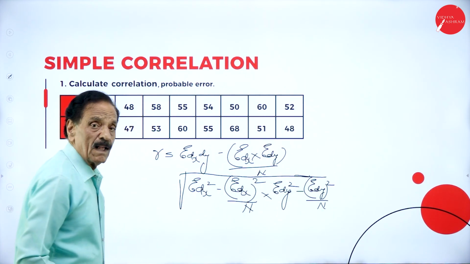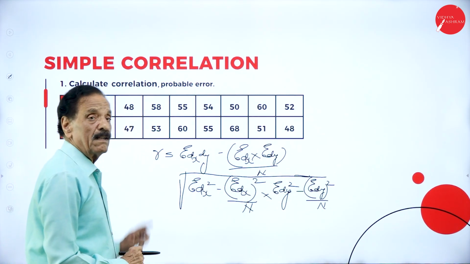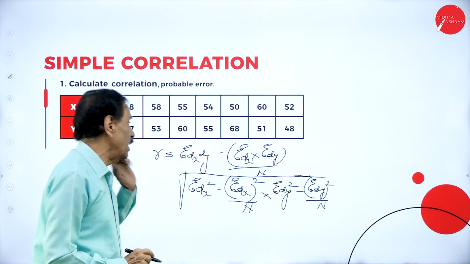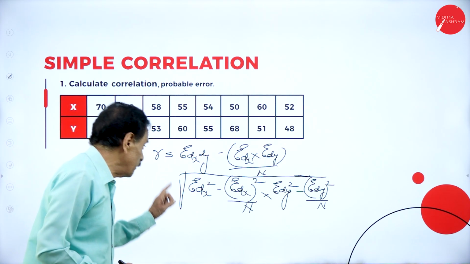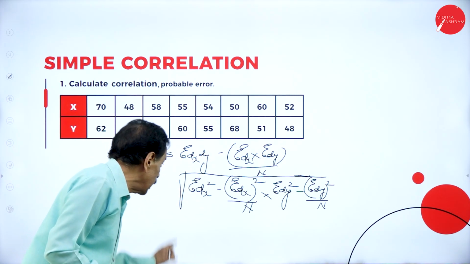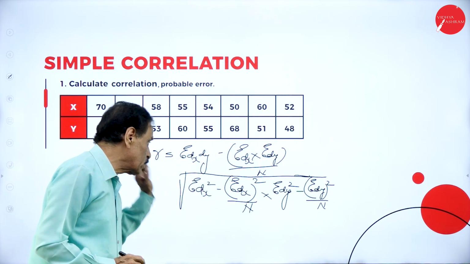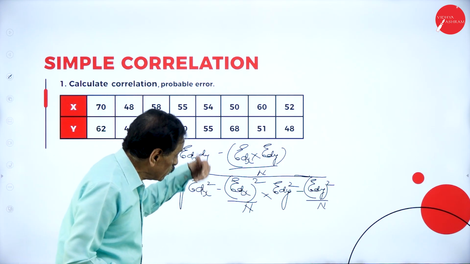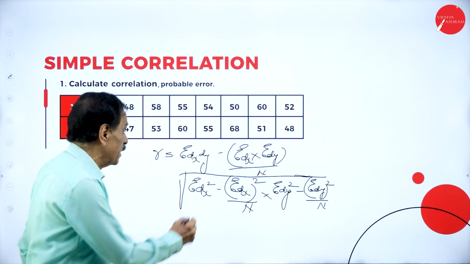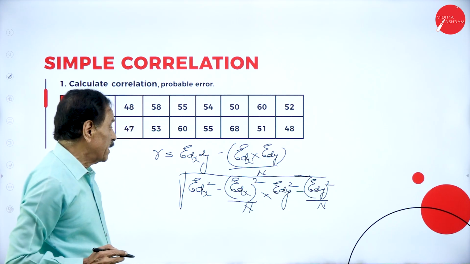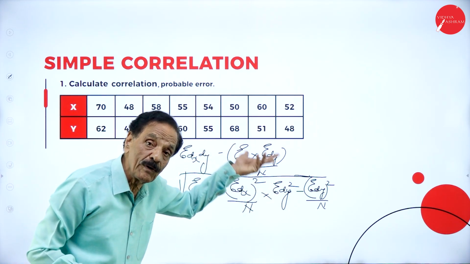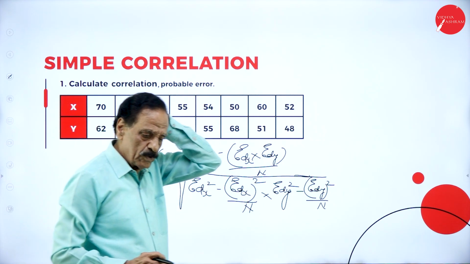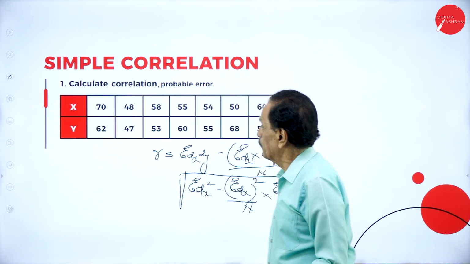What's the formula? R, which means correlation, is equal to sigma dx dy minus sigma dx into sigma dy divided by n, divided by square root of sigma dx square minus sigma dx whole square divided by n. There is no square for n. Sigma dy square minus sigma dy whole square divided by n. So, we start with the problem now.